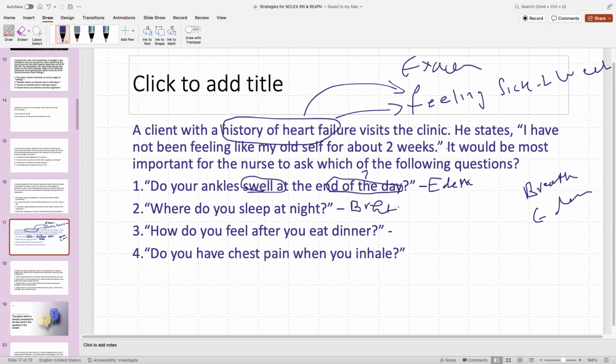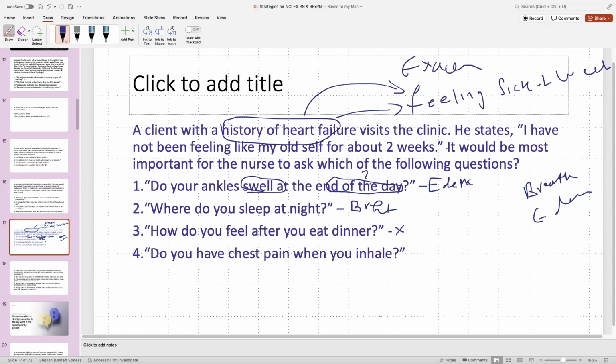How did you feel after you eat dinner? Is there anything with fullness of stomach, eating dinner, connecting with heart failure? No. Okay, but in my country, especially in my state, in South India, Kerala, many people think that fullness of stomach is something related to heart failure, but it's not. I don't know about other countries, other cultures. Okay, then go to the next one.